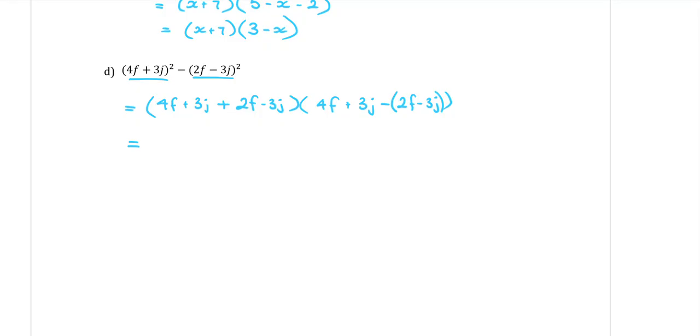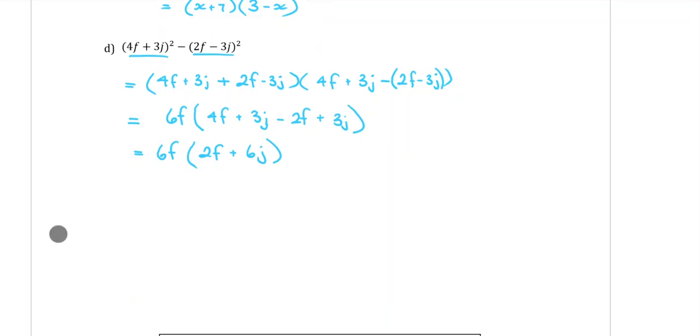This first bracket, 4f plus 2f makes 6f. 3j minus 3j cancels out altogether, so the only thing I have from that first bracket is 6f. From the second bracket, I have 4f plus 3j minus 2f, and then the minus times the minus makes a plus 3j. Then collecting the like terms in that bracket, 4f minus 2f makes 2f, and 3j plus 3j makes 6j. So there is my factorized answer.